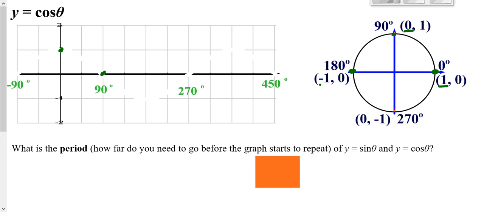Here at 180, your x is negative 1. Here's 180, there's negative 1. At 270, your x is 0. And then all the way around to 360, your x is 1 again.